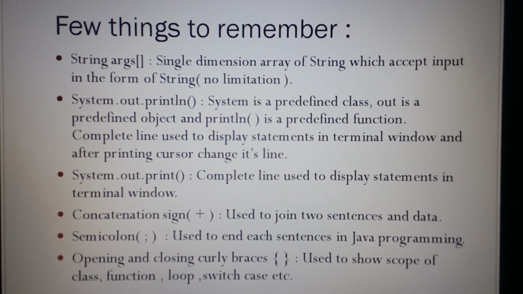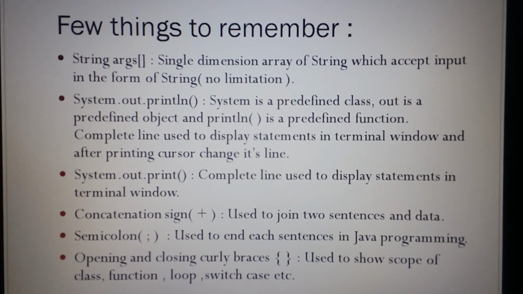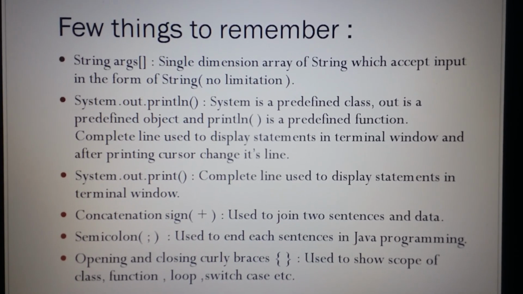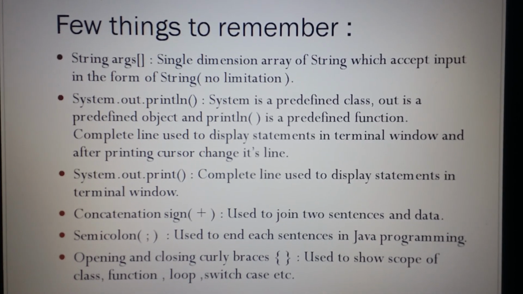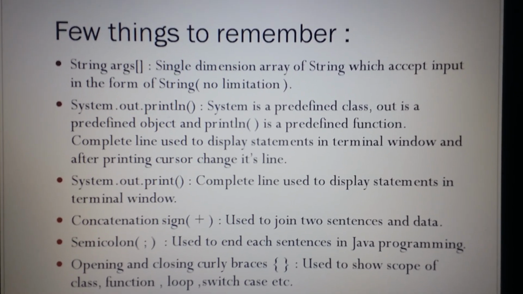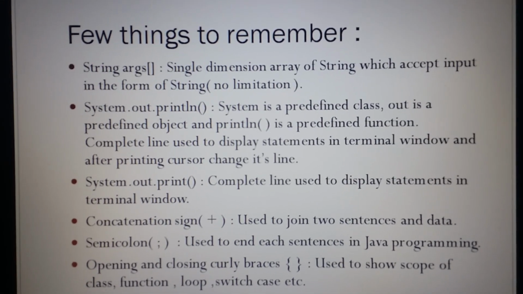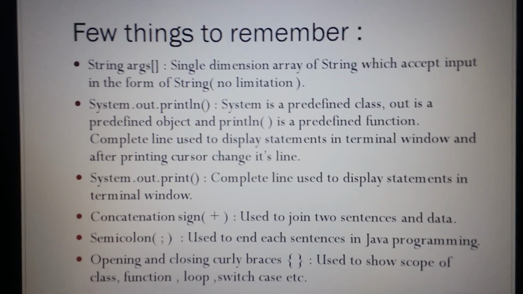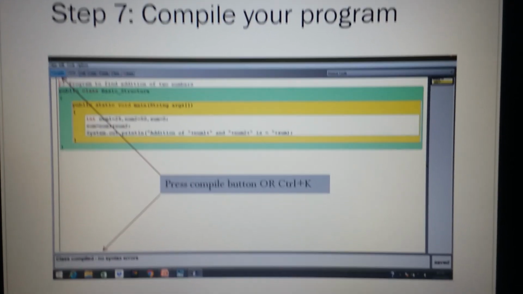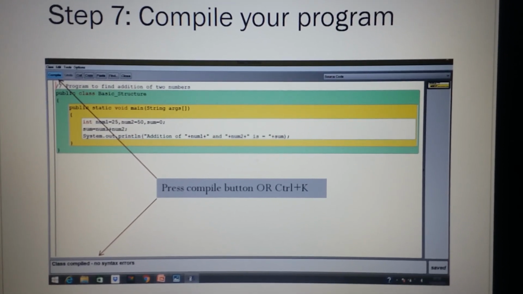And then we have the semicolon. Semicolon is a line terminator. What we are writing in one line, we have to end with a semicolon only. And curly braces show us the boundaries of a variable, of a class, of a function, where we are placing it. And then we have the next step, that is we have to compile our program.